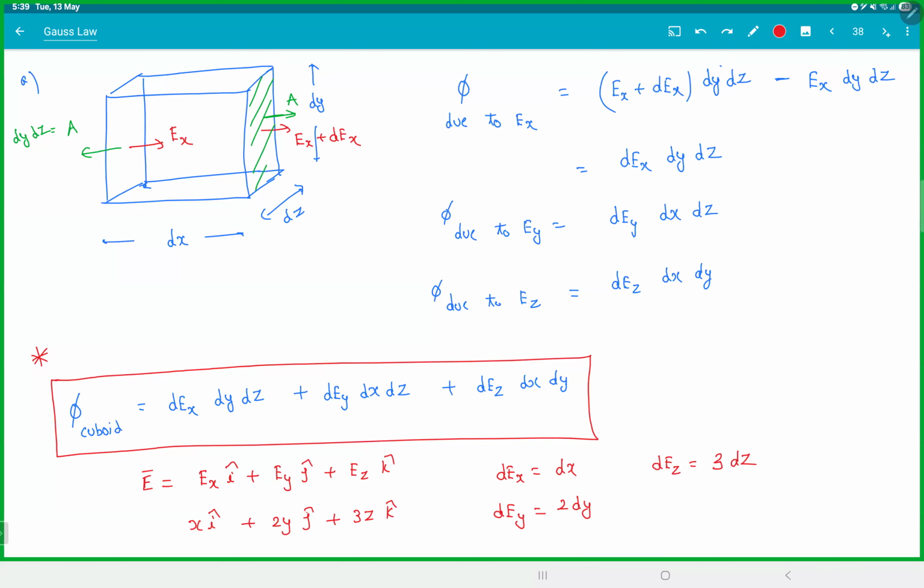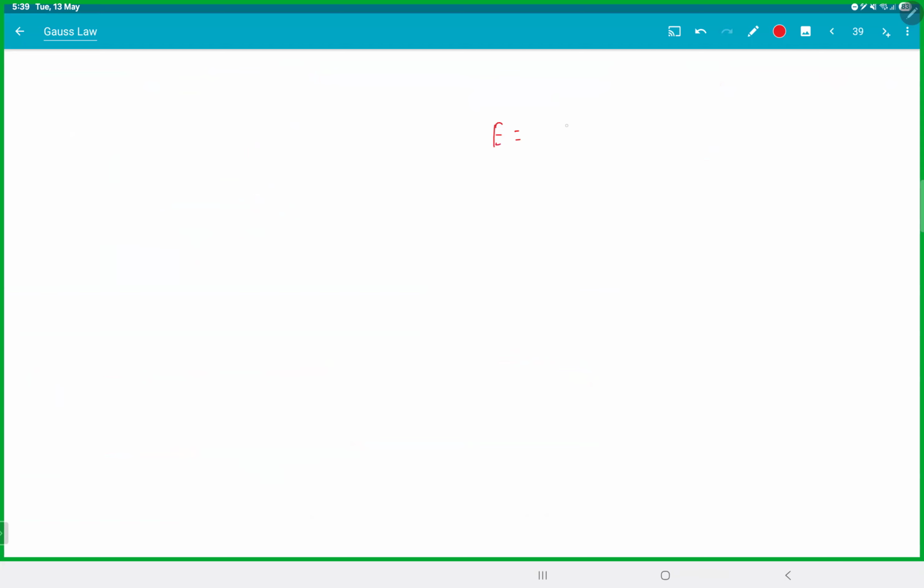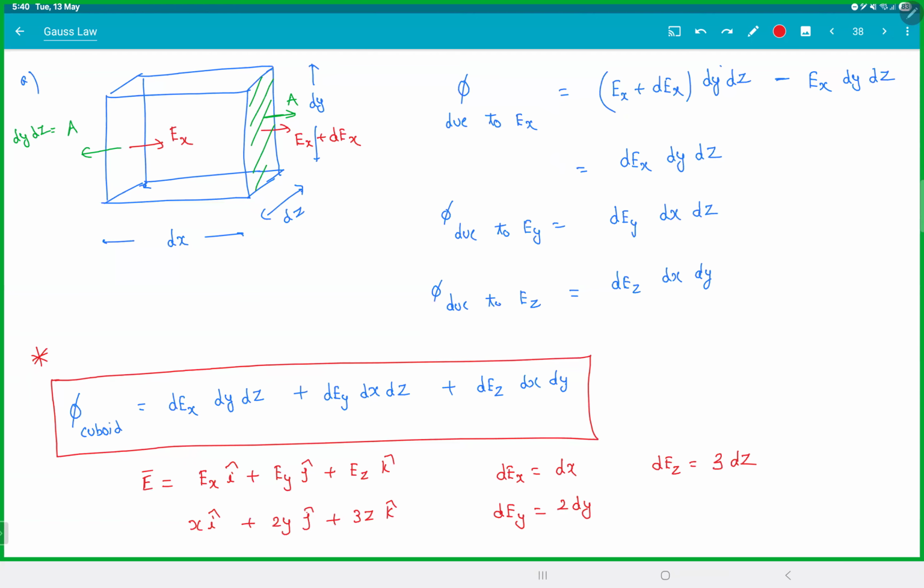Have a look at this. And this thing in the red is a general solution. Suppose tomorrow if someone gives you field is equal to e power minus x i cap plus e power minus y j cap. So this is your Ex. So then dEx will be e power minus x into minus. So you substitute that. You're getting it. So we derived this general result independent of E. Here, because the field is good, you get a pretty neat result.